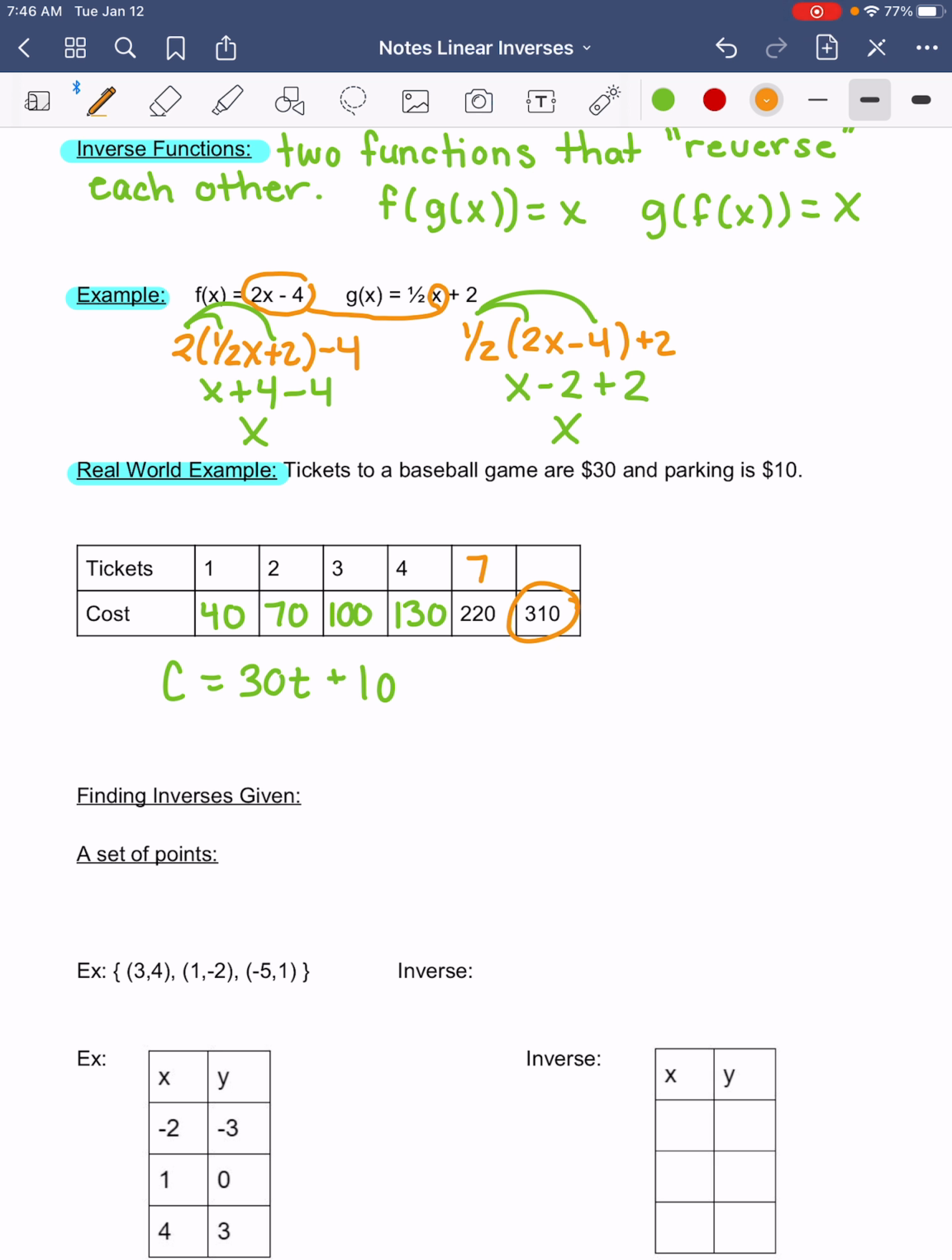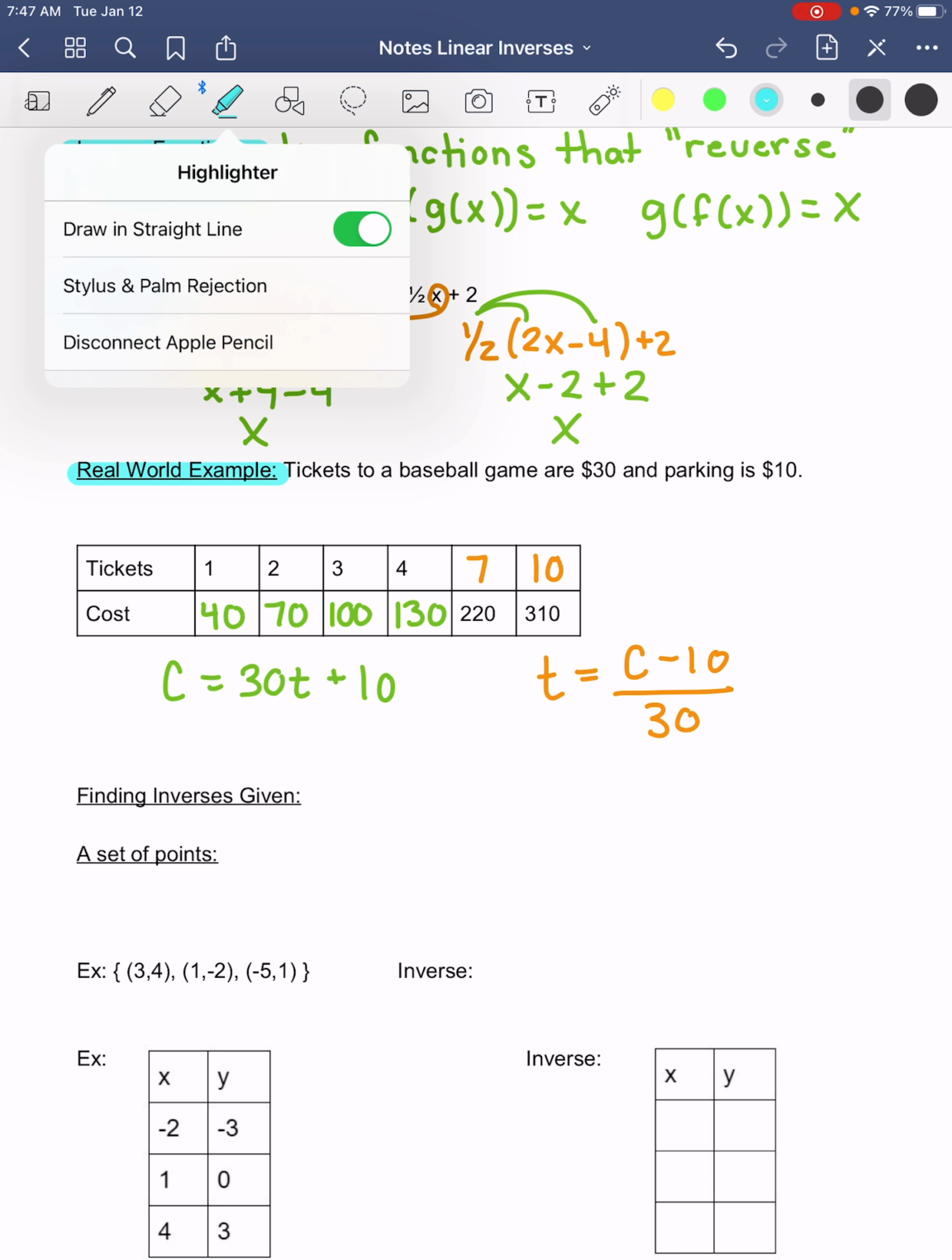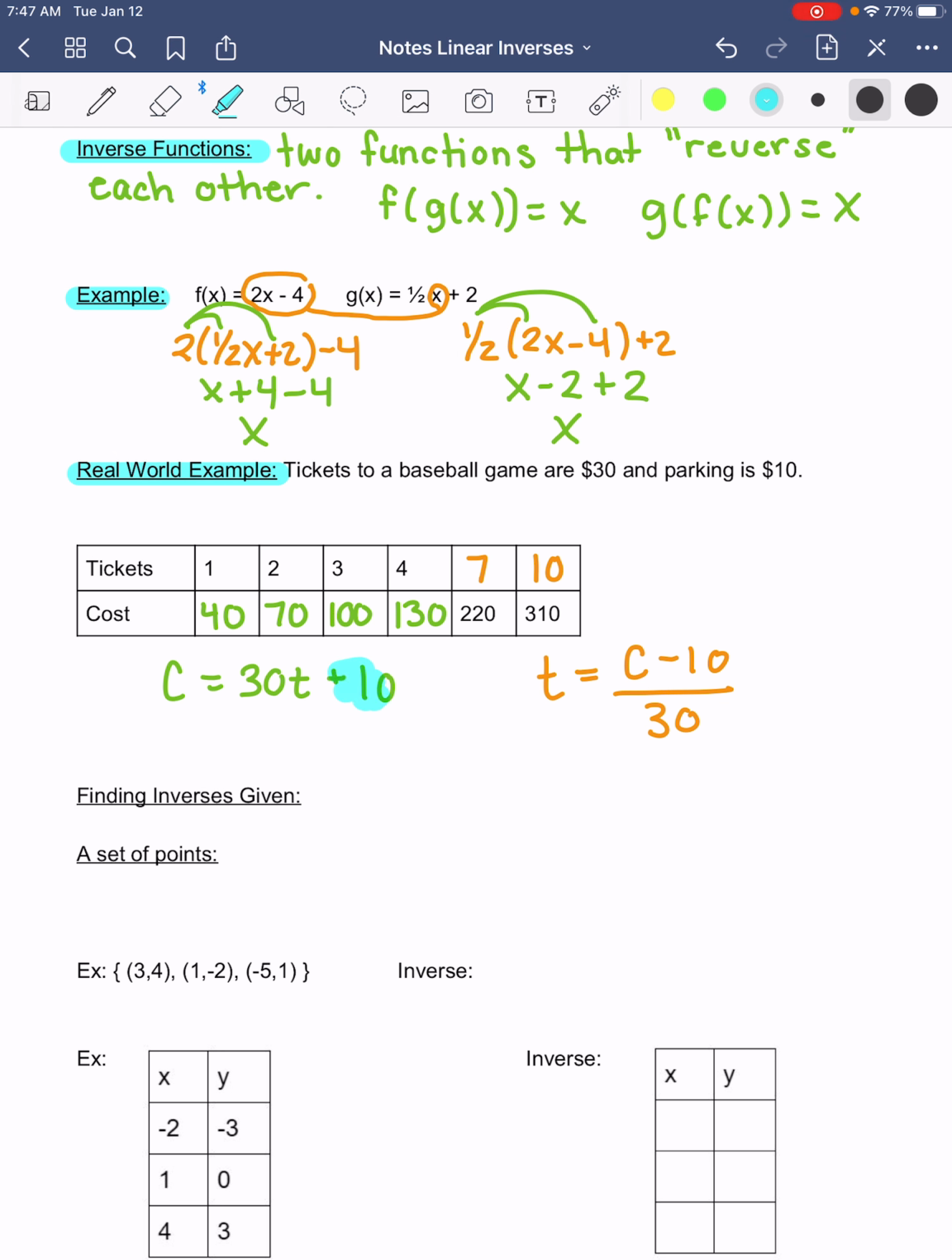If it was 310, you would subtract $10 for the parking, and then you would get 300. Each ticket is $30, so you would divide by 30, and you would get 10. That function, if you wanted to find the number of tickets, you would take the total cost, subtract 10, and then divide by 30. So they're inverse functions of each other. They reverse each other. Notice how this one has a plus 10, this one has a minus 10. This one has a times 30, this one has a divided by 30. So they have the opposite operations.